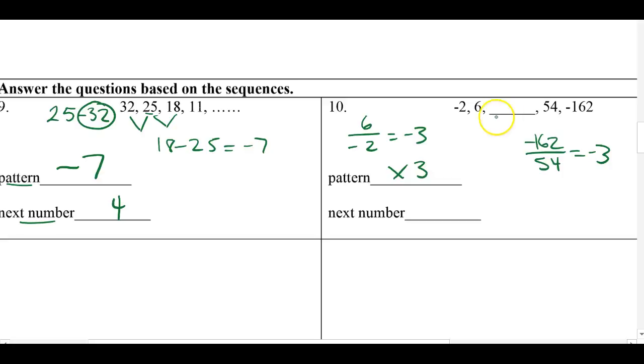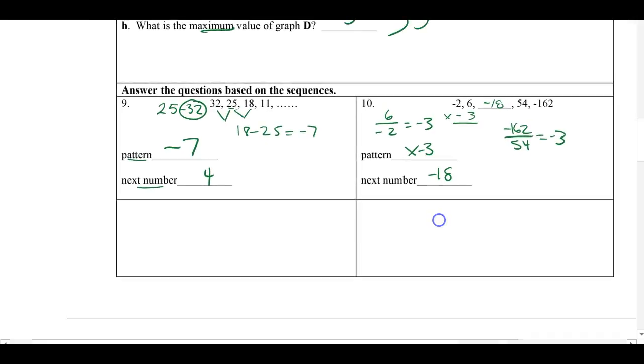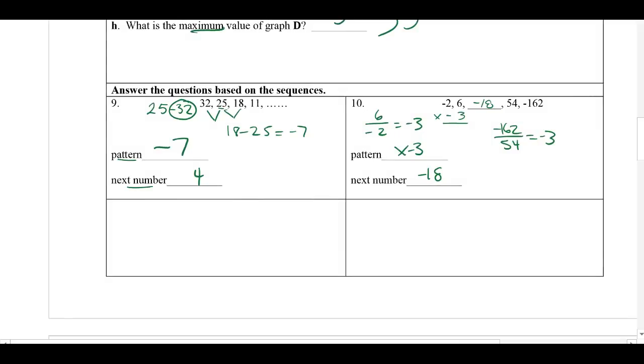Okay, now we're looking for the number in the middle of this pattern, not at the end. So we want to take this 6 and multiply it by -3. So multiply by -3 and we get -18. So I'll write my answer here, -18. Okay, that was page 2. Go to the next video for page 3.